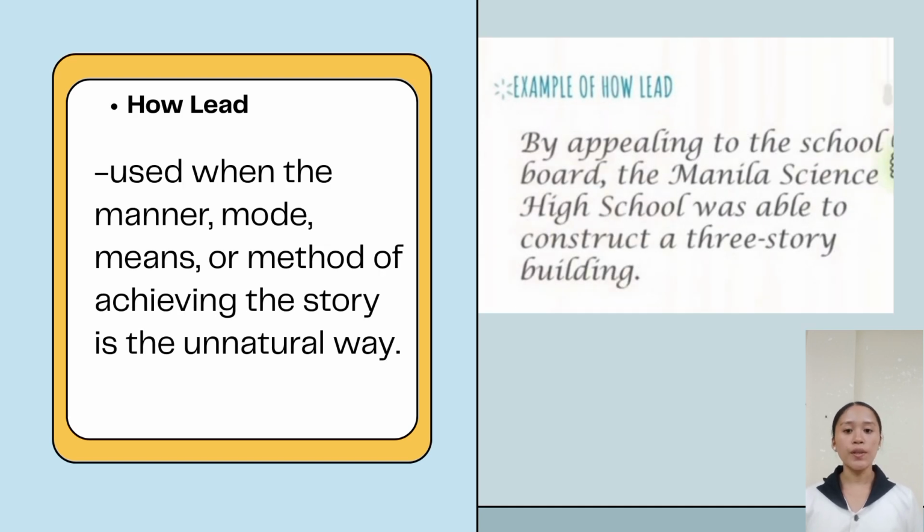Lastly is the how lead. This is used when the manner or process of how something happened is the most interesting or important detail in the story. So this is effective when the method or procedure is unusual or surprising. So in summary, the five W's and one H help journalists determine which type of lead to use so that the most relevant and newsworthy information is presented first.